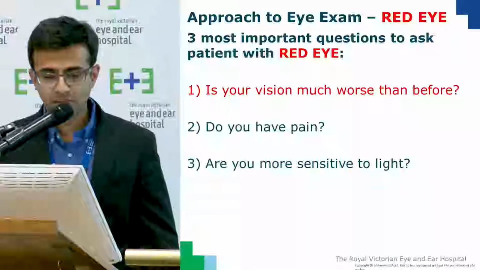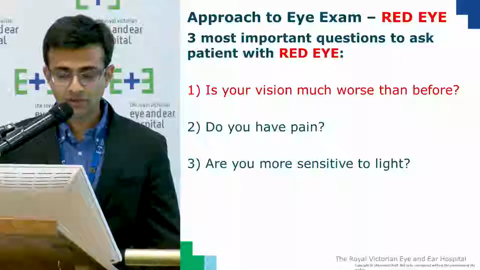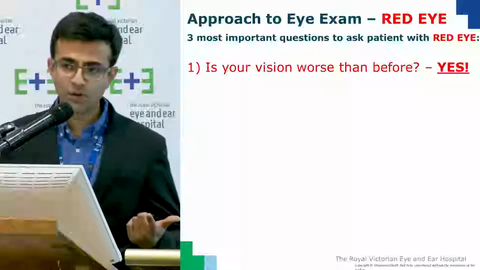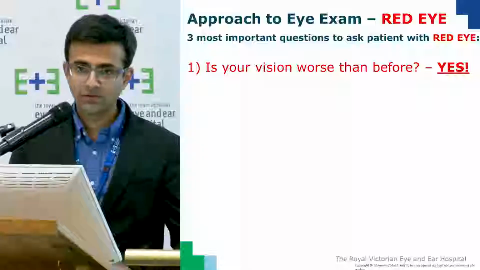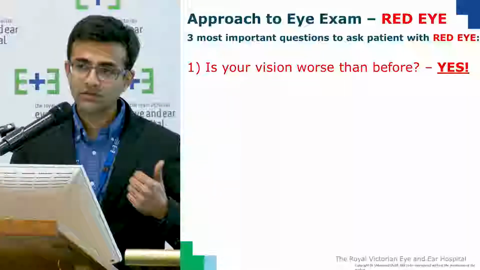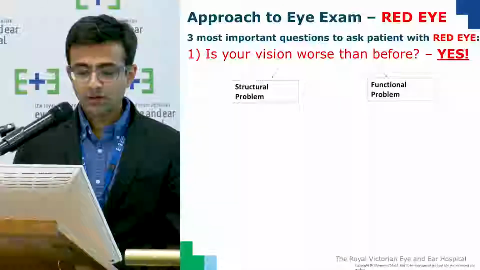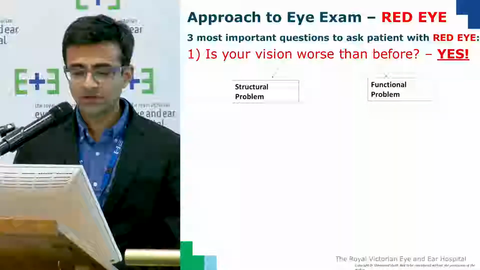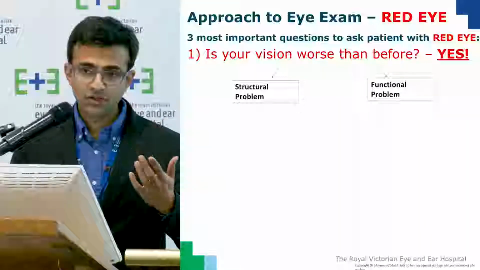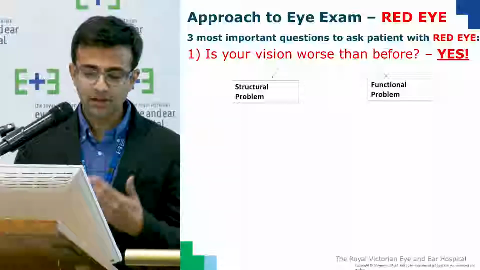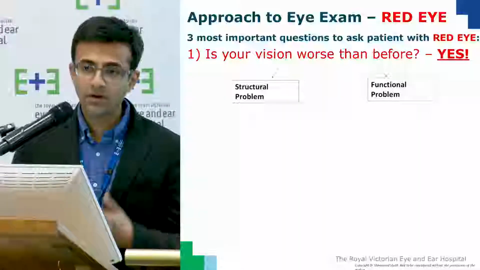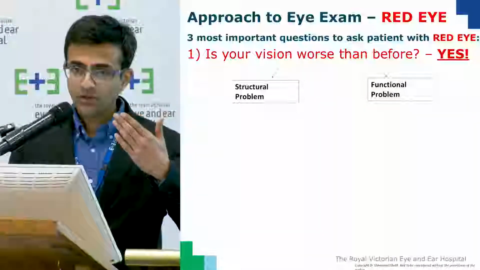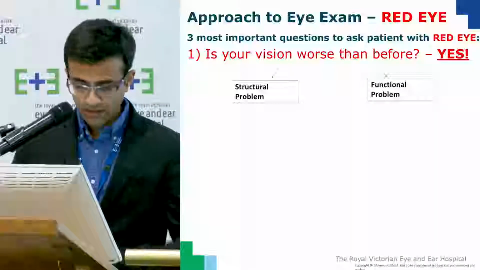The first question you should ask is, is your vision much worse than before? And the patient may say yes or no. If the patient says yes, then you have to think of what could possibly cause a red eye with poor vision. And the two things again are, is it a structural problem or is it a functional problem with the vision? By structural problem, I mean there's a problem within the structure of the eye that's preventing the patient from seeing, like an opacity. A functional problem is where parts of the eye are not working, like the retina or the optic nerve, and even though the structure is clear, he's not able to see an image.